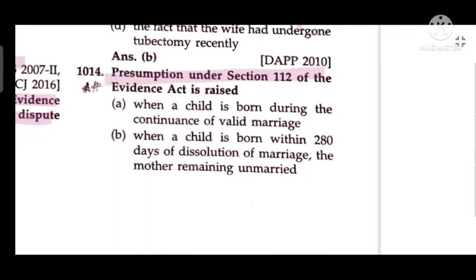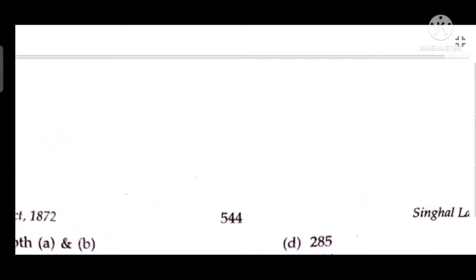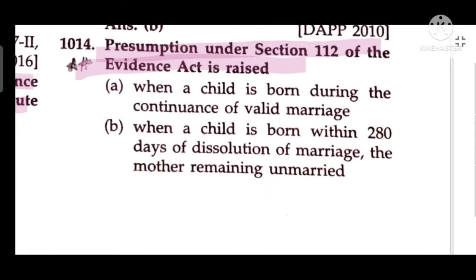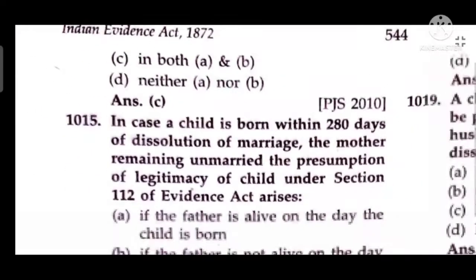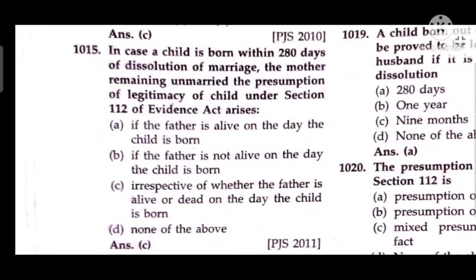The presumption under Section 112 of the Indian Evidence Act is raised when the child is born during the continuance of a valid marriage. When the child is born within 280 days of dissolution of marriage, the mother remains unmarried. The presumption of legitimacy of a child under Section 112 arises irrespective of whether the father is alive or dead on the day the child is born.